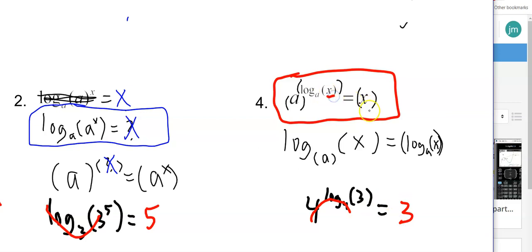According to the property, x is equal to x there. So it's just going to be 3. It just simplifies. If the bases match, the key is the 4 and the 4 have to match, or the 5 and the 5 if it's 5 and 5. So those are the 4 properties of logarithms.